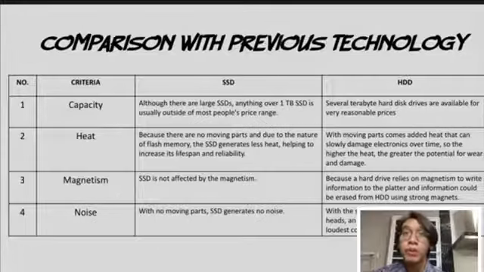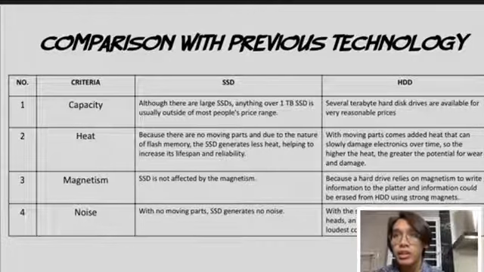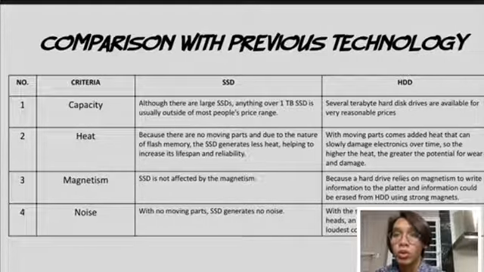So I will compare with the previous technology, which is SSD and HDD. Okay, the first one I'm going to talk about is capacity. Although there are large SSDs, anything over 1 TB is usually outside of most people's price range. And for HDD, several terabyte hard disk drives are available for reasonable prices. So it is actually much cheaper than SSD.